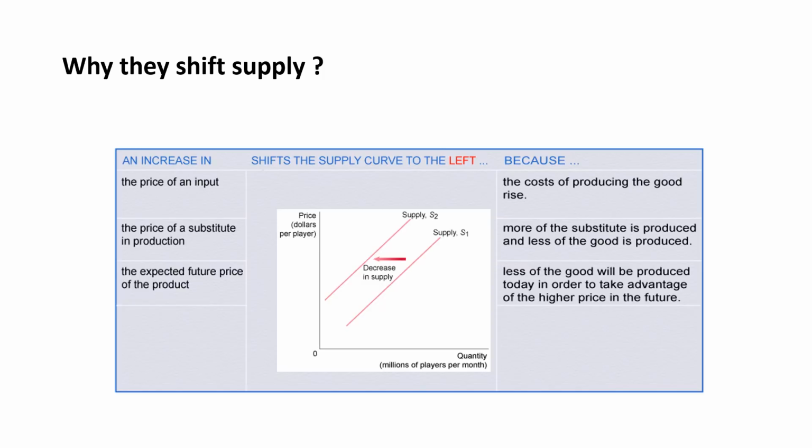The expected future prices of the production: if there's an increase in the expected future prices of the production, less of the good will be produced today in order to take advantage of the higher prices in the future.